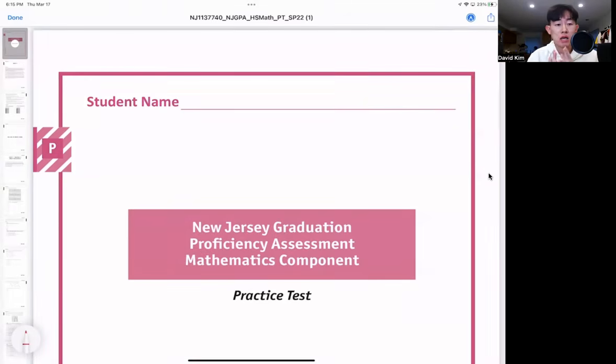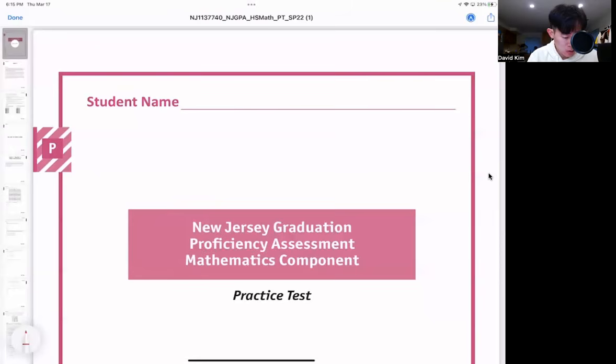What I want to do is go over the actual NJGPA that was provided by the New Jersey Department of Education. This is really the only practice test available online. So I will provide you guys with the link in the description for where to access this file, or I will provide the file on Teams for you guys to use.